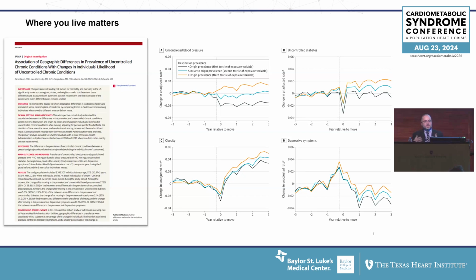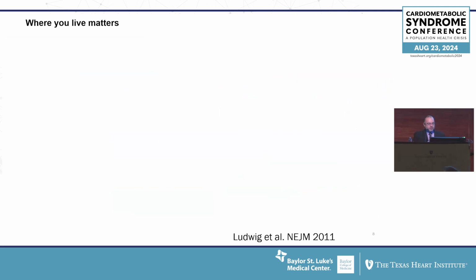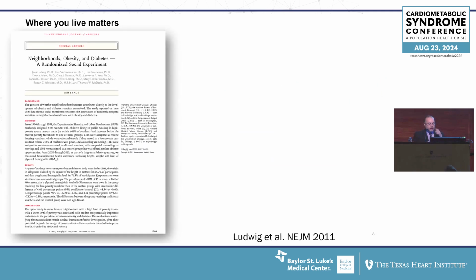So if you move to a neighborhood that has better control of blood pressure, your blood pressure improves. If you move to an area that has better control of diabetes, your diabetes improves. So this is one step closer to causality, but I think that probably the best evidence that we have thus far is this really clever trial. I think it's probably one of the most important and most well-designed trials that we have in population health, where the Department of Housing and Urban Development designed this cluster randomized trial where they took women and children who live in high poverty neighborhoods.